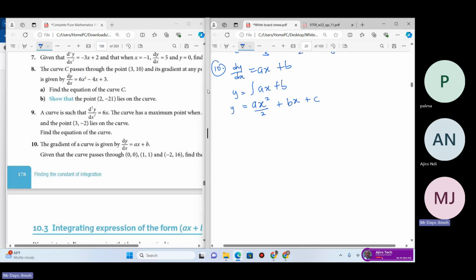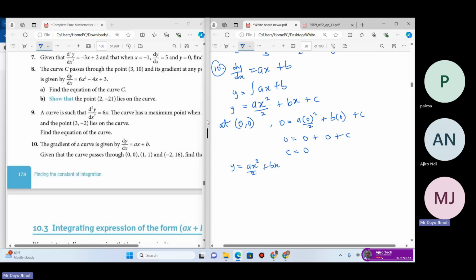Now this is y. Then you'll be applying each of the points. The first point is 0, 0. That means x is 0, y is 0. So 0 equals a times 0 squared over 2 plus b times 0 plus c. 0 equals 0 plus 0 plus c. That means c is 0, right? Yes. That means y equals ax squared over 2 plus bx plus 0.